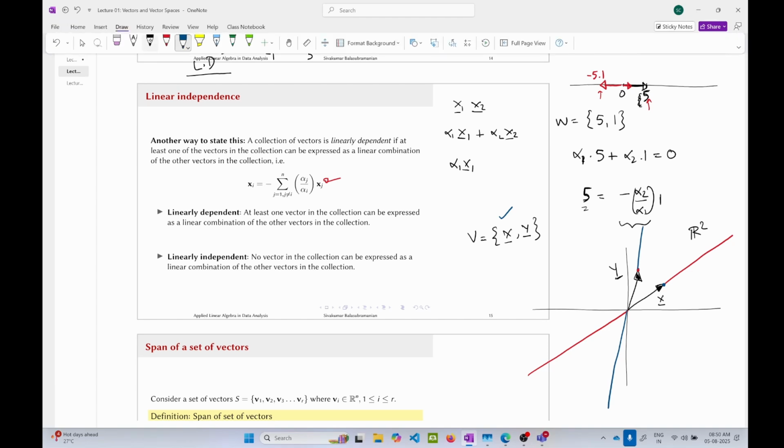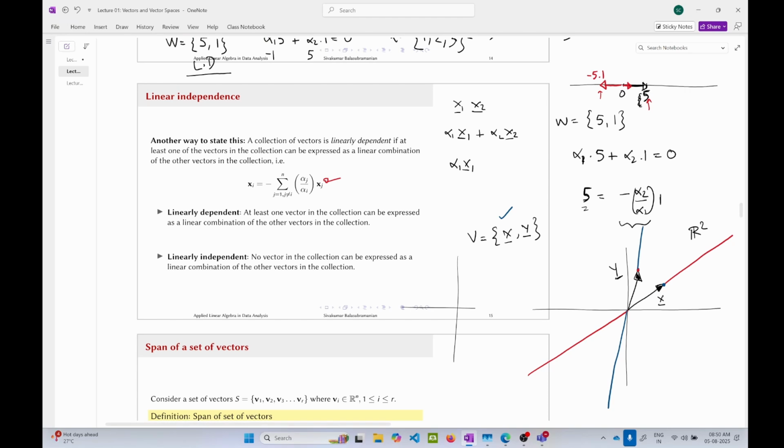Okay? Let's look at another example. This is x. This is y. x and y are collinear. Now I form a set. Now let's go back to the set V. Is this a linearly dependent or independent set? In this case, it's dependent.